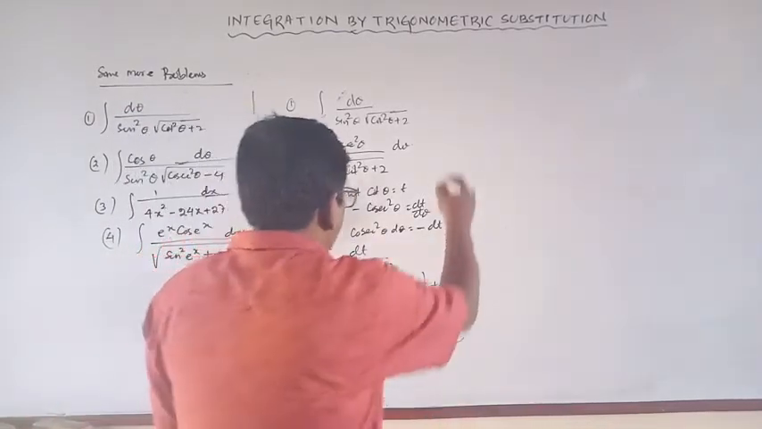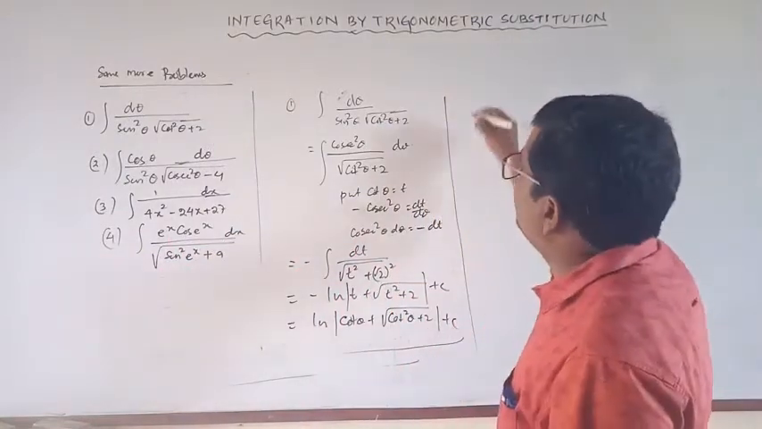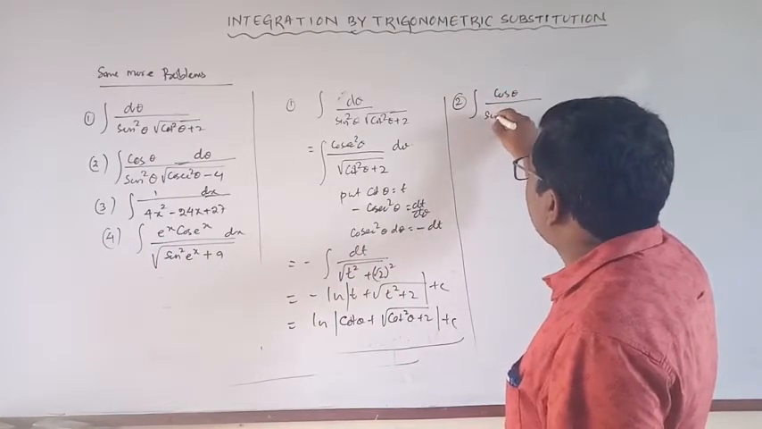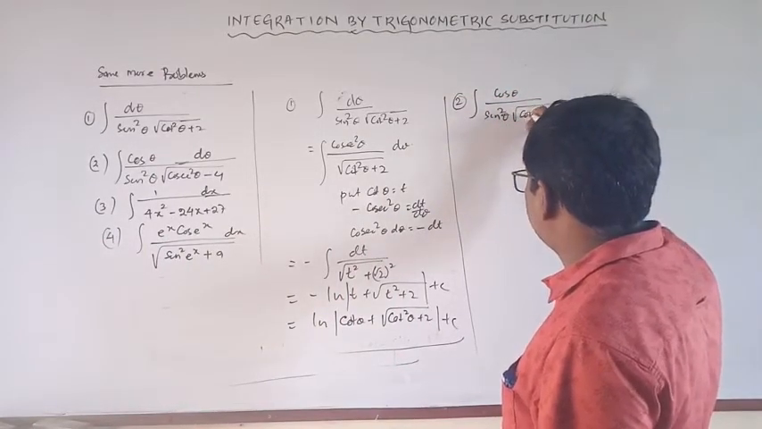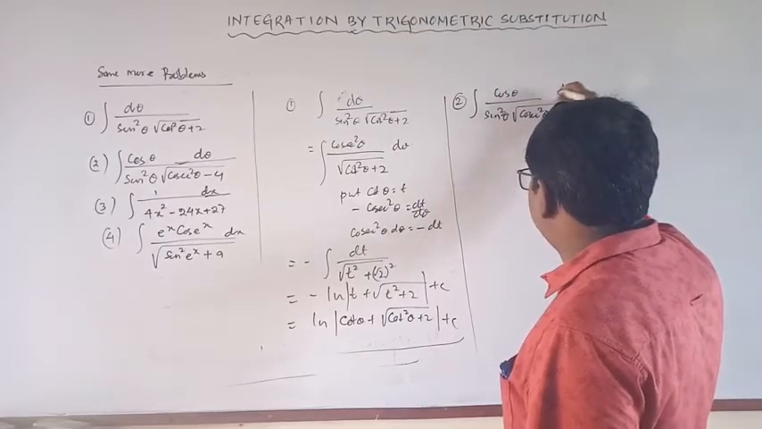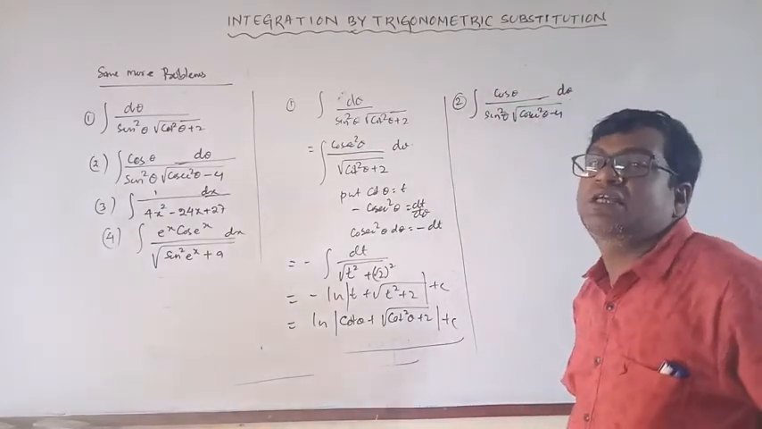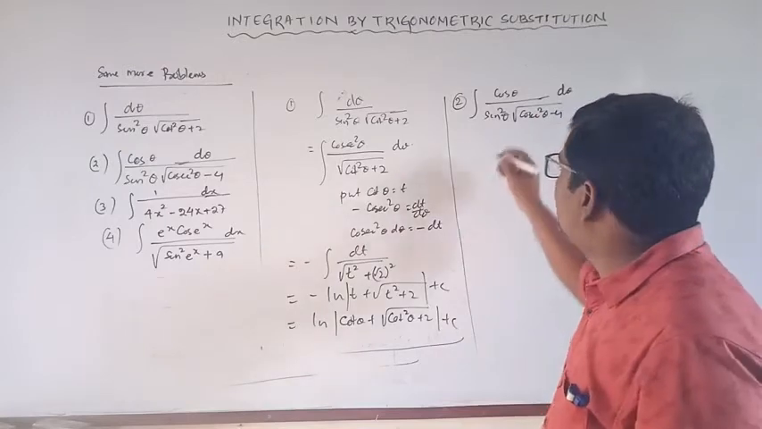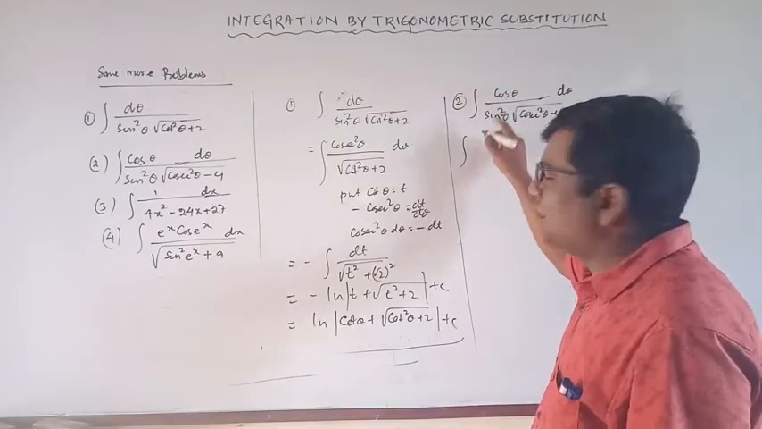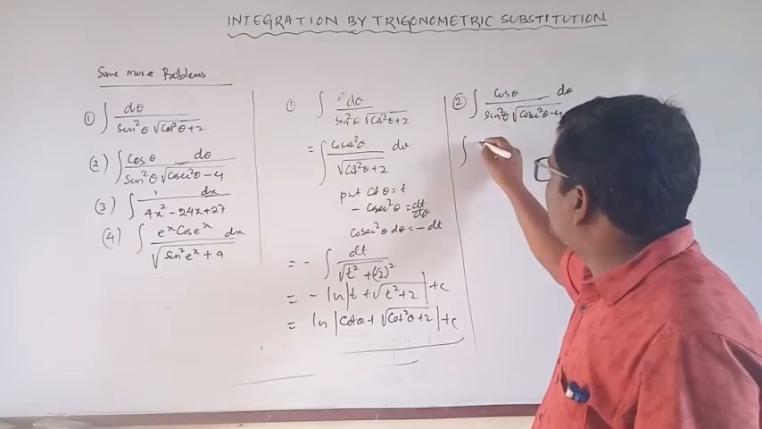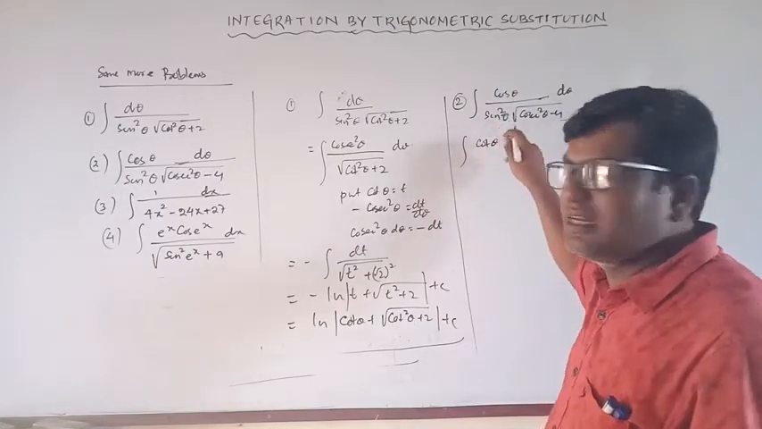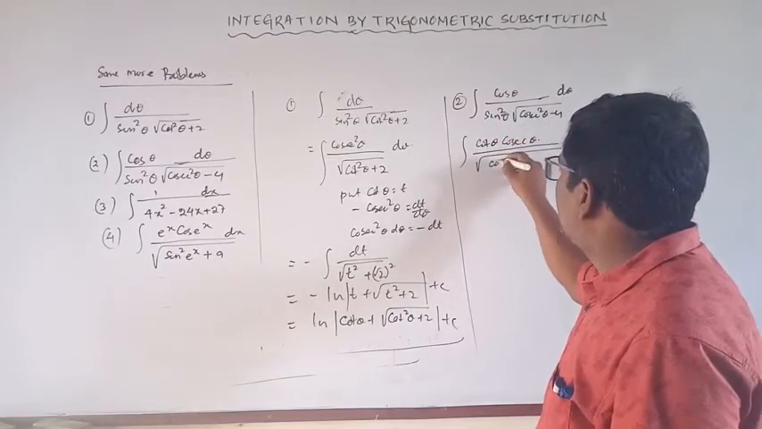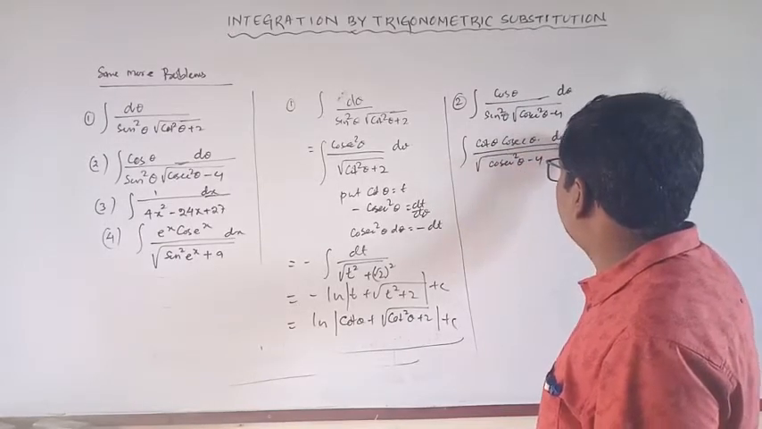This is the solution of question number 1, and this is the next question, number 2: the integral of cos theta divided by sin square theta root over cosec square theta minus 4 d theta. So what is the derivative of cosec theta? The derivative of cosec theta is minus cosec theta into cot theta. Cos by sin is cot theta, and the remaining 1 by sin theta means cosec theta, divided by root over cosec square theta minus 4 d theta.